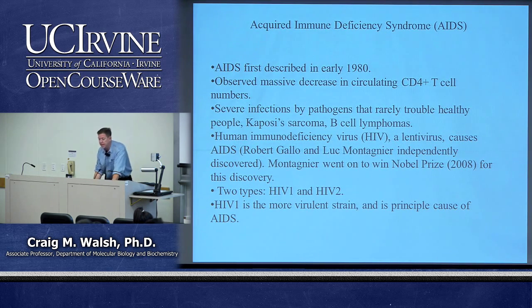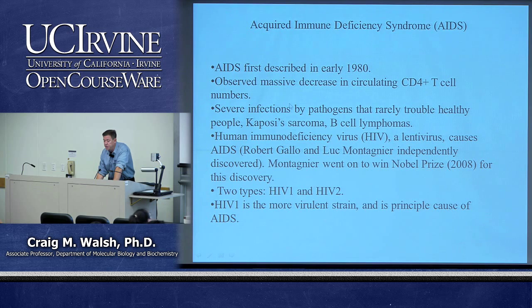Okay, so what is AIDS? AIDS is basically a disease that was first described in the early 80s. This was a disease where people were coming in sick. They looked like they had something like mononucleosis or flu-like symptoms. And if they looked at their blood counts for CD4 T cells, they found that there was a massive decrease in the number of these CD4 T cells. But it wasn't really clear what was causing this disease. And it took some time before scientists were able to discover what was causing this.